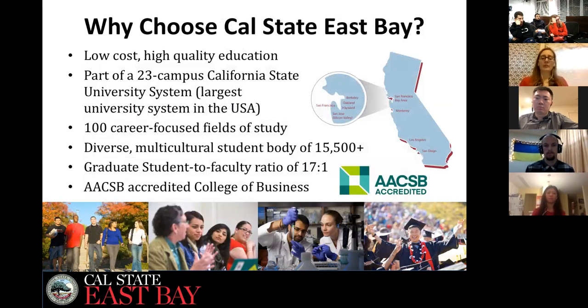When you're looking at programs, even if you choose not to come to Cal State East Bay, this is something you want to be looking for at any business school in the United States, that they have this accreditation. Yeah, in the US, there are about 300 top business schools that have AACSB accreditation. The US has over 4,800 higher education institutions, so the schools that have AACSB accreditation are about 5-6% of the total higher ed institutions in the US.